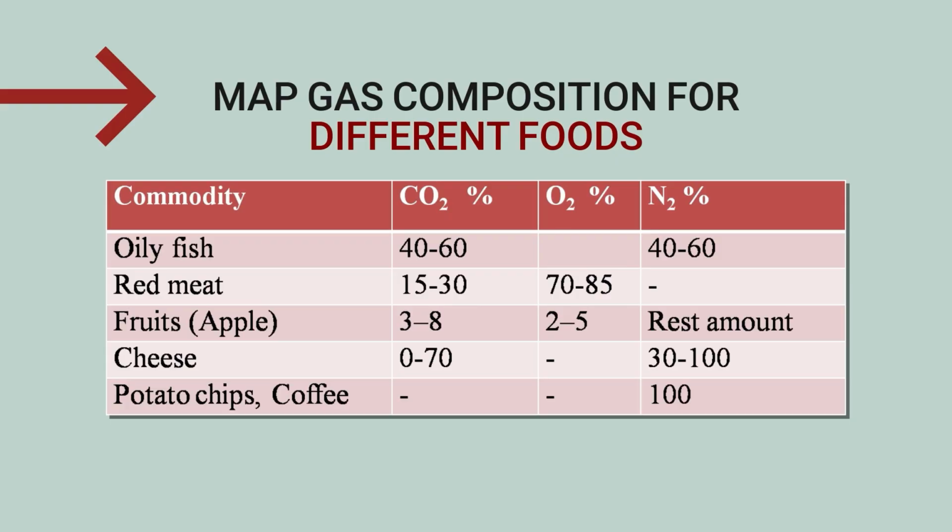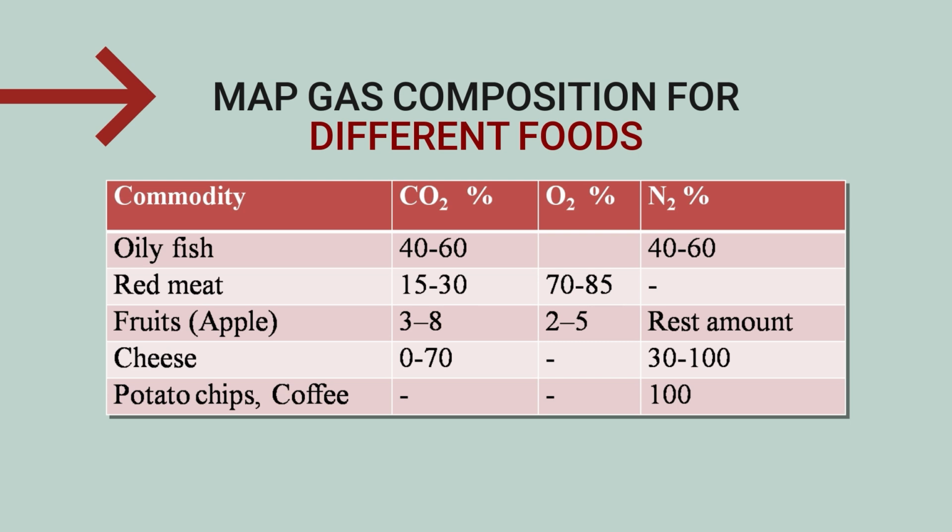At the same time, if we remove all the oxygen, that will lead to anaerobic respiration, which will ultimately form different ethanols, alcohol, acetaldehyde, which will lead to off flavor of the fresh fruits. So, what we can do is use 3 to 8% of carbon dioxide and 2 to 5% of oxygen. That will keep the balance between aerobic respiration and anaerobic respiration, and the rest of the amount can be used as nitrogen gas.